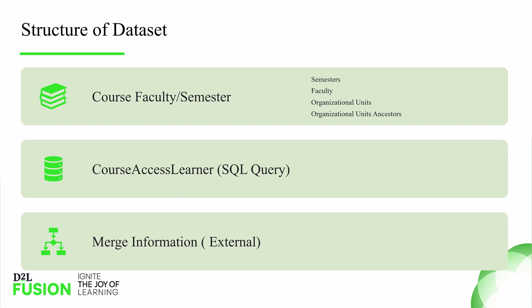The first dataset is what we call the course faculty semester dataset. This is a core dataset that we use for other datasets and is built from four datasets: the organizational units and organizational units ancestors datasets, and two custom datasets, semesters and faculties, which I will take you through in a moment. The second is a custom SQL query to pull courses that had a student access it to match our second criteria. And the third is external data housed locally with our merge information.